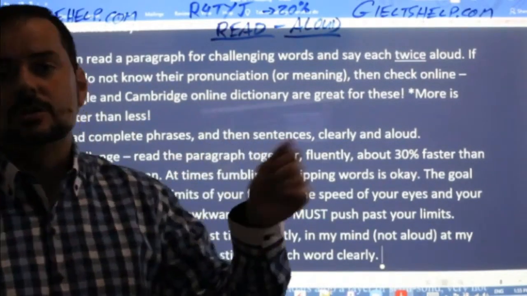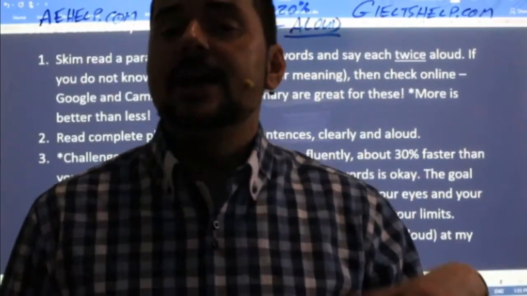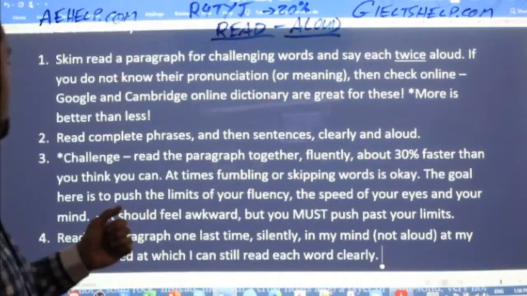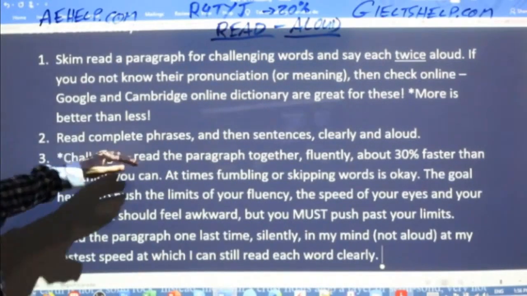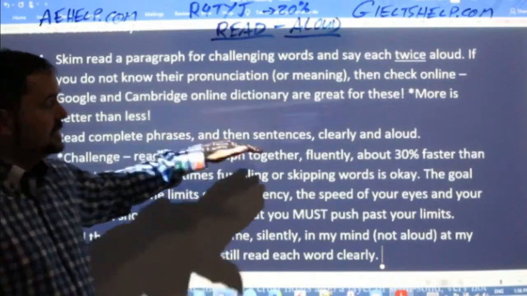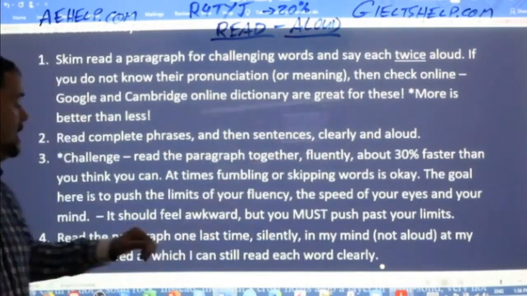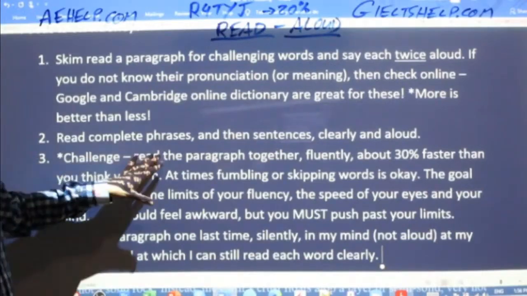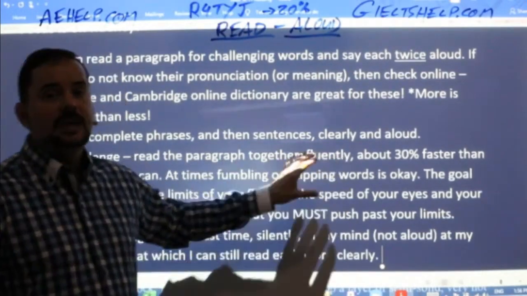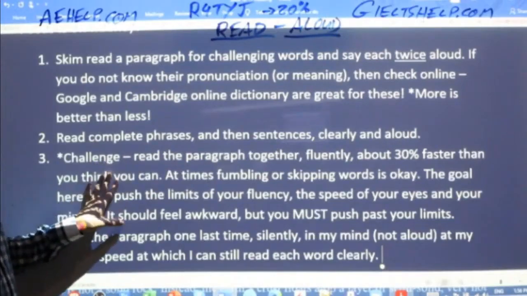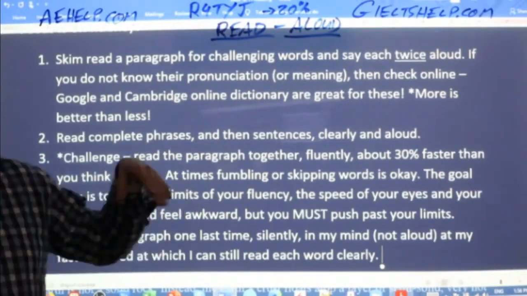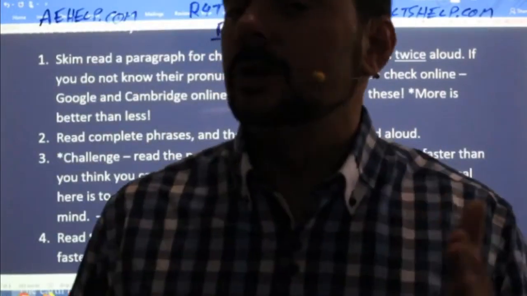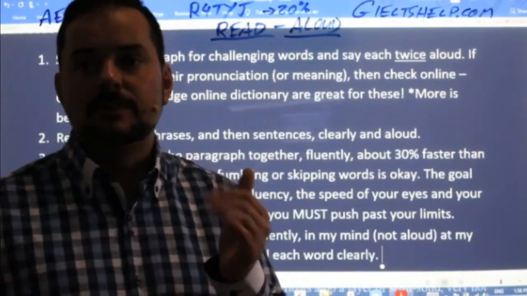Sometimes I saw that students underlined not enough words, and then they get stuck and they fumble on many words, okay? The second step is read complete phrases and then read complete sentences clearly and aloud. Then this kind of interesting step where you're reading faster than you can, kind of jumping words. And for the third step, you can do it a second time where you're doing it mentally and you're pushing yourself to read mentally faster than you can, skipping some of the words, okay?